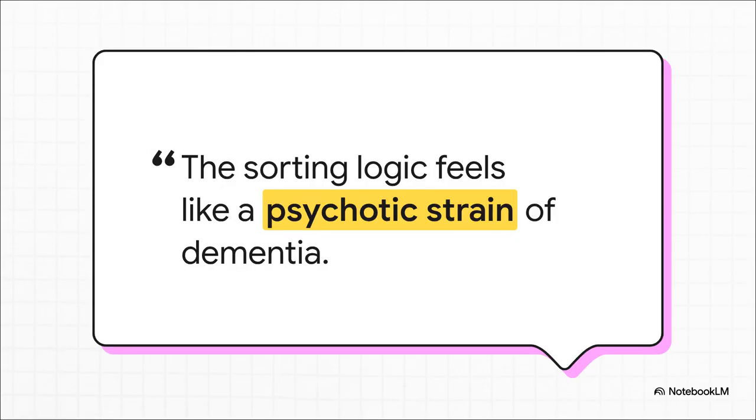Actually, one frustrated Reddit user who was trying to build automated relational links summed it up perfectly. They said the sorting logic feels like it has a, quote, psychotic strain of dementia. I mean, you gotta laugh, but it really highlights the pain. The infrastructure is there, but without basic filtering tools, the automation logic is basically stuck in caveman mode.